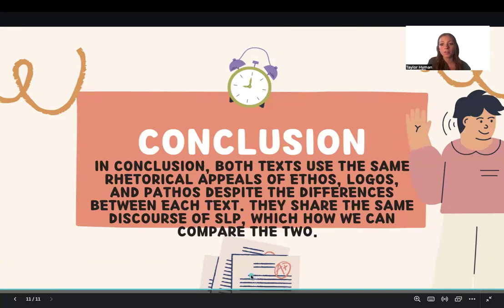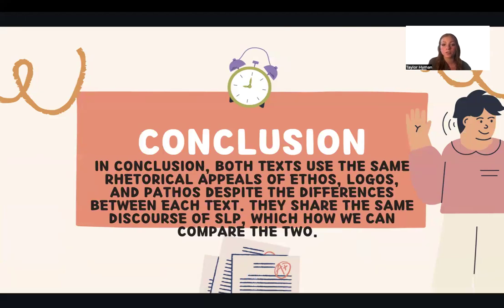In conclusion, both of these texts use rhetorical appeals of ethos, logos, and pathos, and despite their differences, they share the same discourse of speech language pathology, which is how we can compare the two of them together.